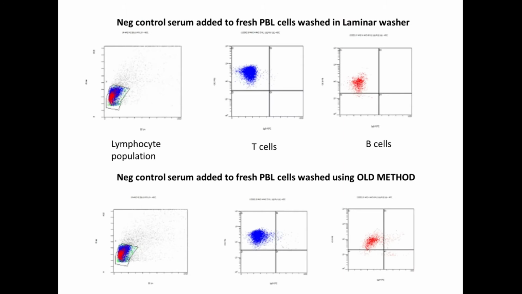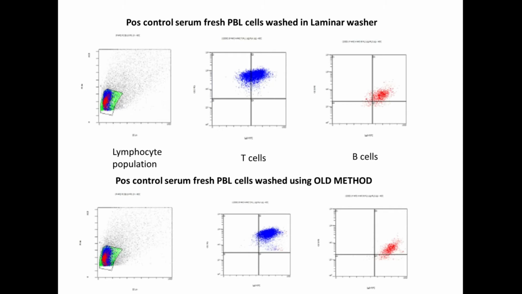But before I discuss my intra and inter testing results, I would like to first show you here on the top row the B and T lymphocyte population after being washed in the Laminar Wash system for a flow crossmatch. The cell populations shown on the bottom were washed using the current method. These cells were incubated with negative control sera. In this slide, the cells were incubated with the positive control sera. Again, the top row represents the cells that were washed with the laminar flow washer, and the bottom row represents the cells that were washed using the current method.